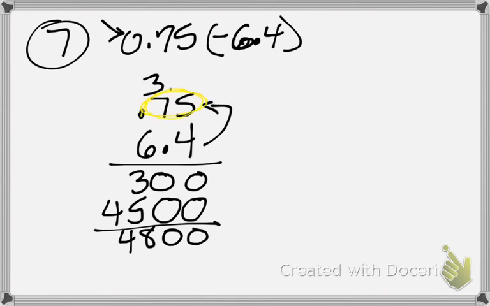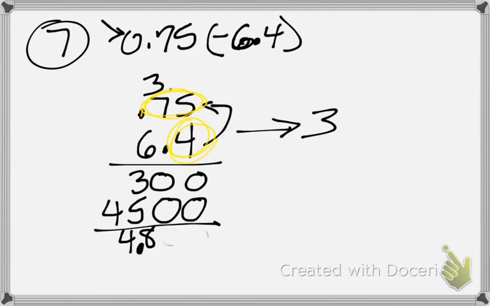So here I have 2 numbers behind the decimal. Here I have 1 number behind the decimal for a total of 3 numbers behind the decimal, which means I need 3 numbers behind the decimal in my answer. So it's 4.800. And remember that when zeros are behind the decimal, they really don't change anything. So I'm just going to get rid of those actually. So it's really just a 4.8.